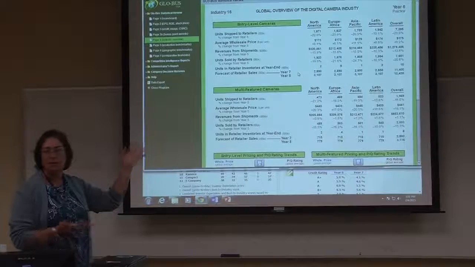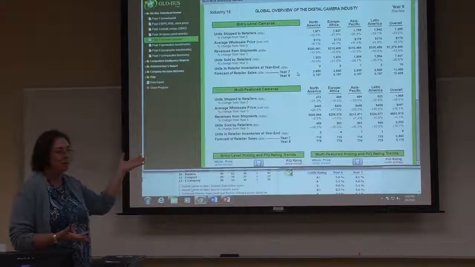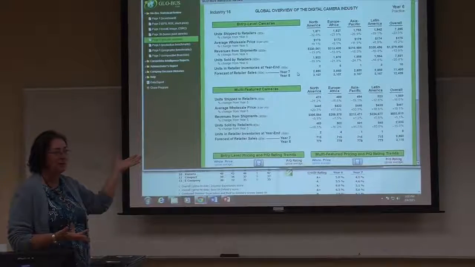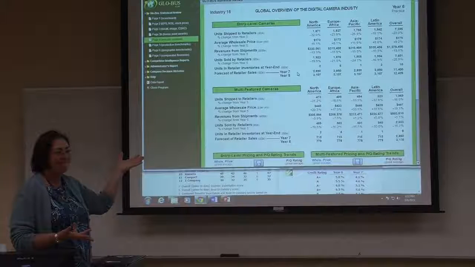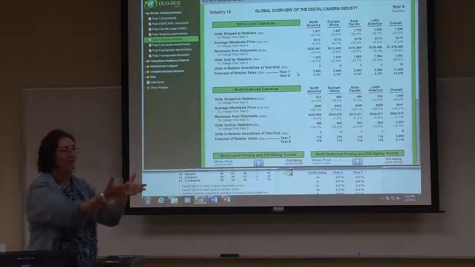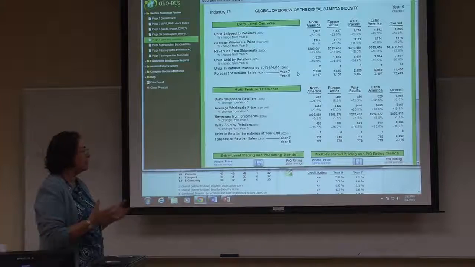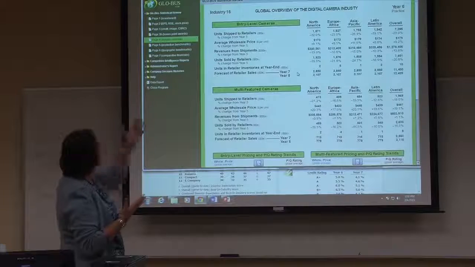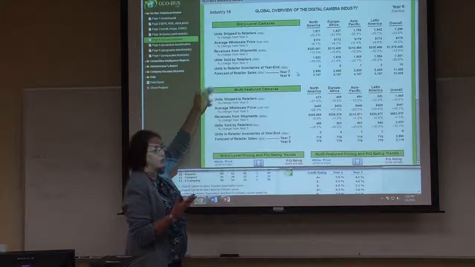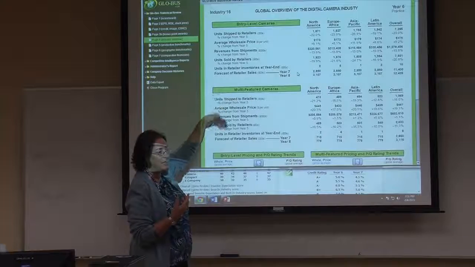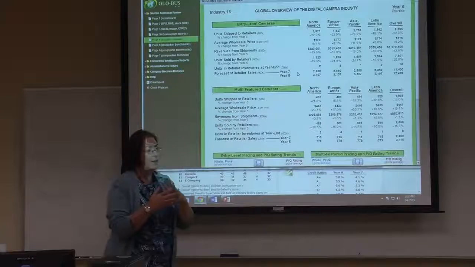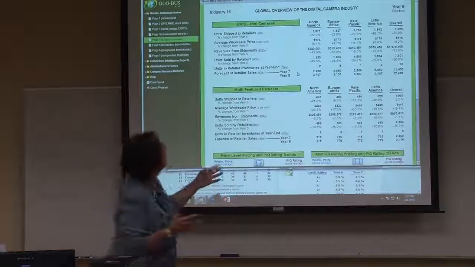When you guys look at this, does this look like an overwhelming amount of numbers to you? Depends if I knew what it was about. Yeah, fair enough. And you would have more context. So basically two product lines, entry level and multi-featured. And there are 4 regions in the world that they're selling in.